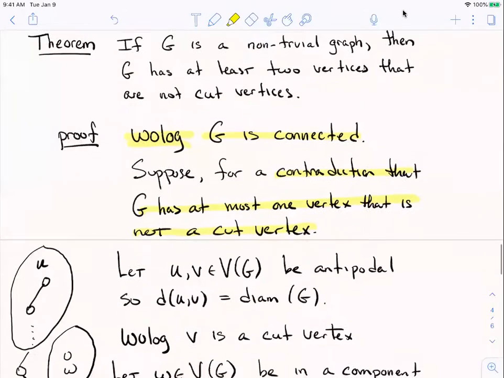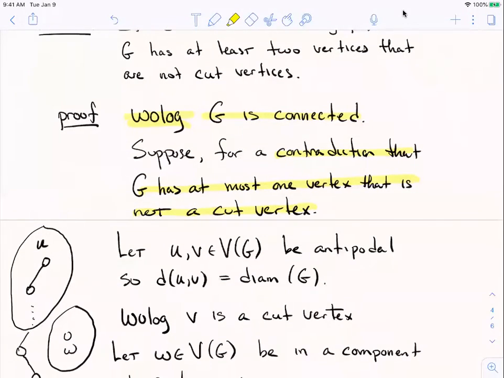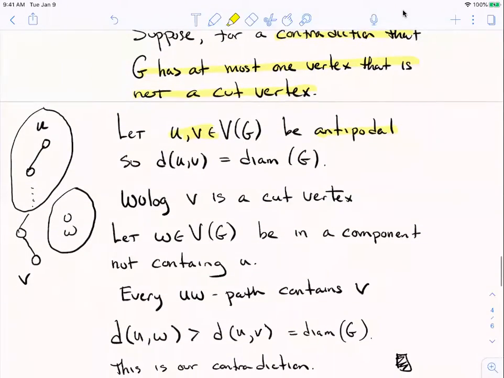Using some ideas from our work in distance, pick a couple of antipodal vertices. Let's look at this picture while we do this. I know that there's a pair of antipodal vertices in a graph. The distance between them is the diameter, the maximum eccentricity, and I know that there's always a pair of antipodes. We proved it.